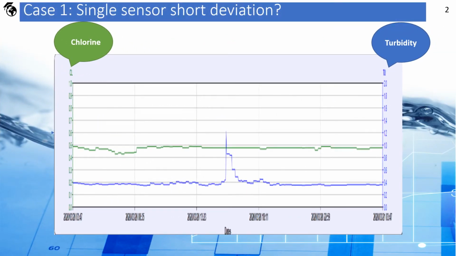Case 1, Single Sensor Short Deviation. Our first example is a turbidity sensor that reports a short-term change in its measured value. As you can see from Figure 1, the chlorine measurement at the station does not change much. Also, the width of the abnormal signal of the turbidity is about an hour long. This hints at a small amount of organic material that may have penetrated the water system. In many cases, this is a symptom of sand intrusion to the water system due to small cracks in pipes.